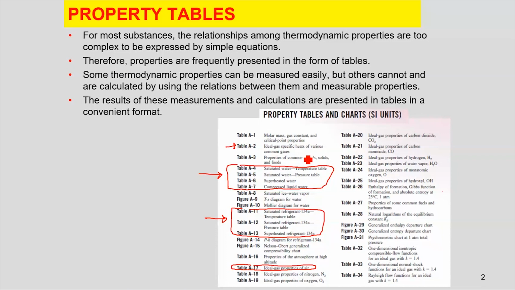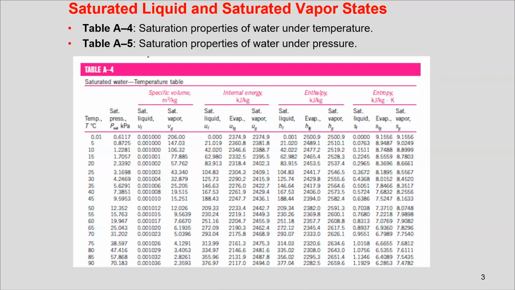In this session I'll focus on the saturated water temperature table, saturated water pressure table, superheated water table, and the compressed liquid table. So tables A4 to A7, these are the essential tables I'll be focusing on in this session. The tables A4 and A5 are basically tables under temperature and pressure.